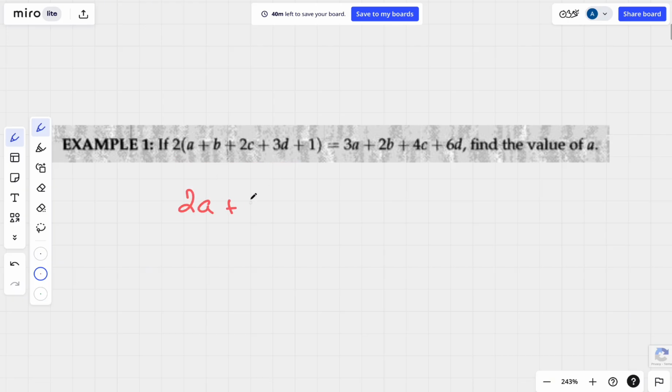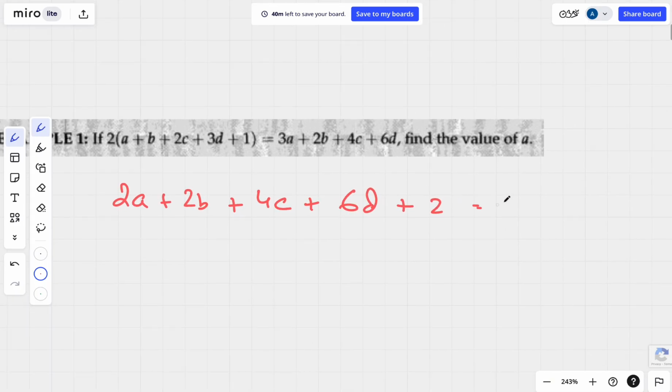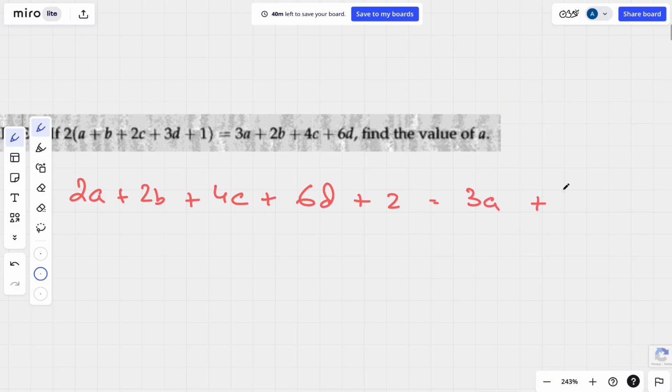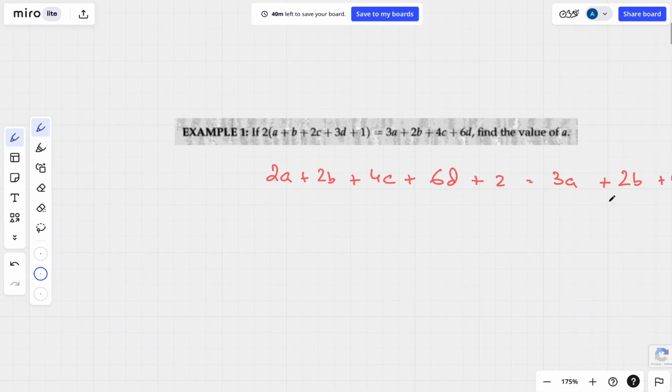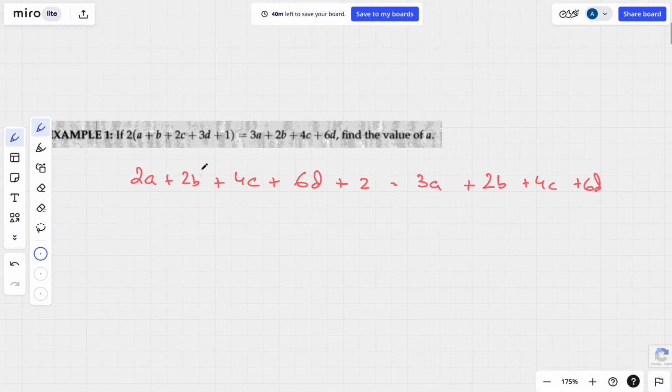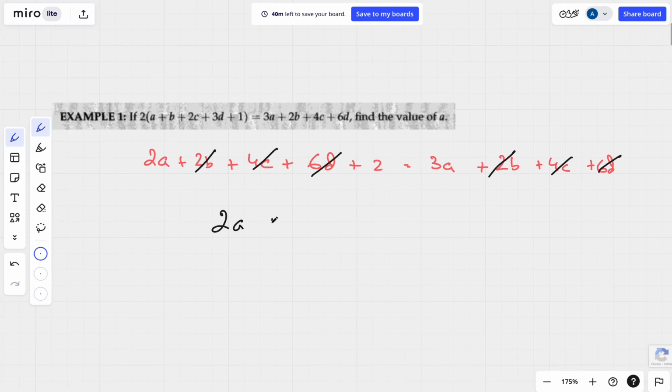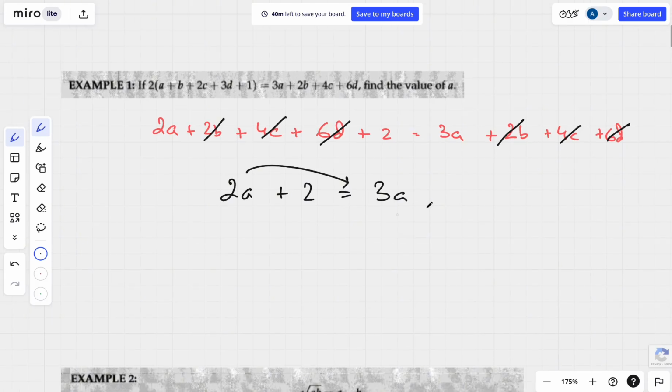We get 2a plus 2b plus 4c plus 6d plus 2 is equal to this equation, 3a plus 2b plus 4c plus 6d. Now, looking at this expression, we can actually cancel 2b on both sides. We can cancel 4c both sides. We can cancel 6d. So we're left with 2a plus 2 is equal to 3a. We can bring 2a on this side. We get 3a minus 2a, which is a, and that's going to be equal to 2. So a is going to be 2.